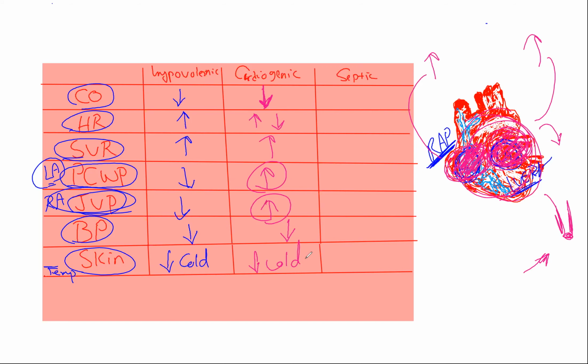So here we are about the final, septic shock.